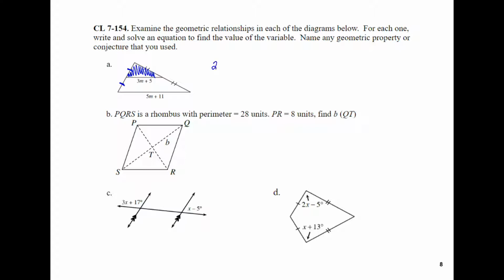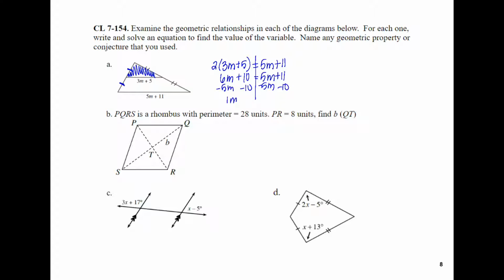So I can take 2 and multiply that by 3m plus 5, and that should equal my base of 5m plus 11. When I solve this, 6m plus 10 equals 5m plus 11. I use my inverse operations. The opposite of addition is subtraction.